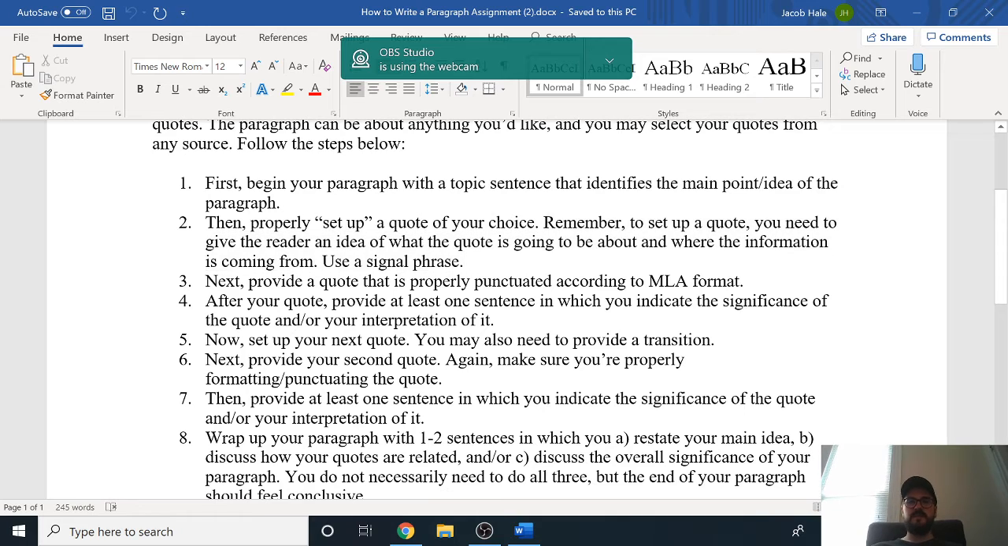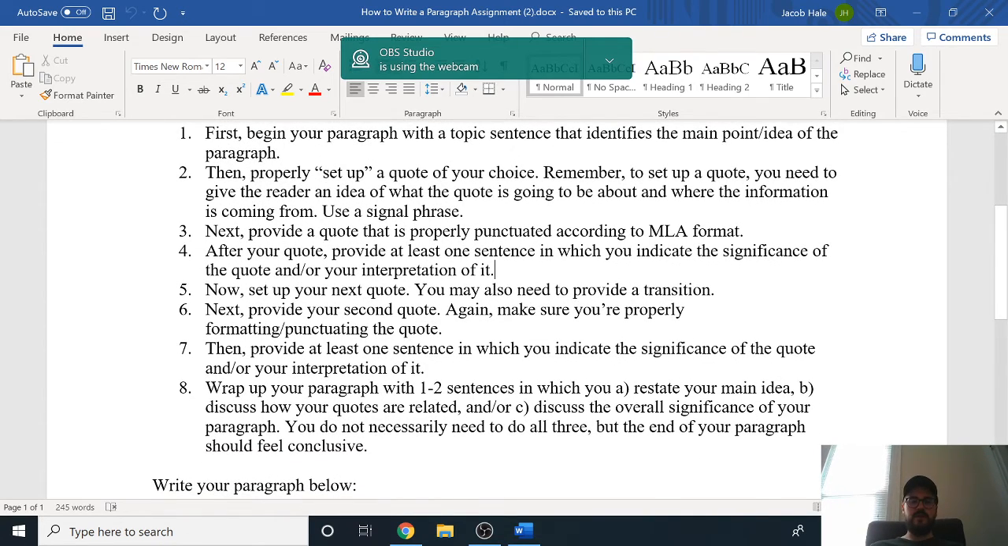Use a signal phrase. Once you've done that step, you're just going to put in one of the quotes that you have selected. And you need to make sure that you're punctuating it correctly according to MLA format. Now, last week we did several activities about MLA, so I'm hoping that you are starting to have a bit of a firmer grasp on MLA format. After your quote, you're going to provide at least one sentence in which you indicate the significance of the quote or your interpretation of it. So this is the analysis step.